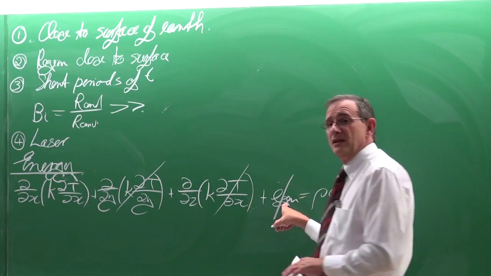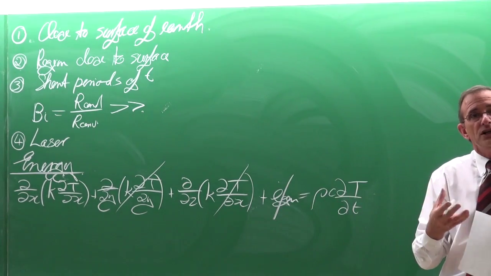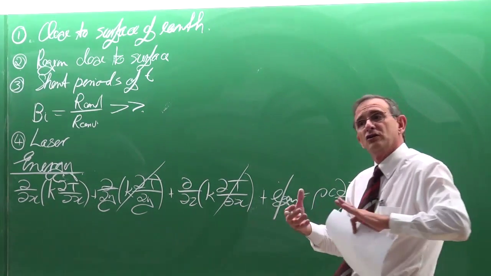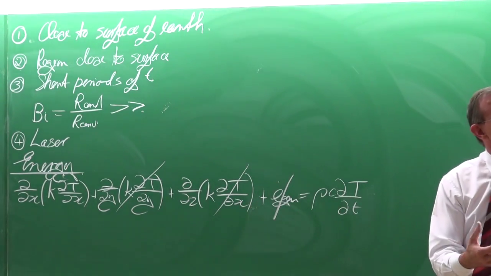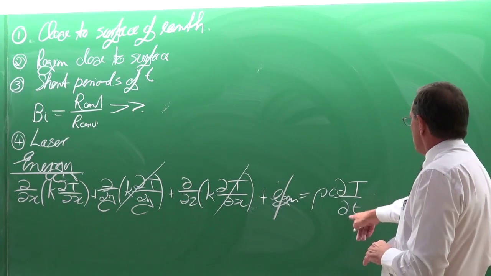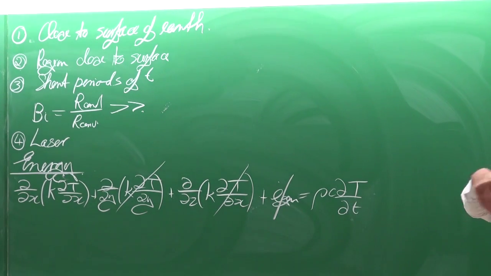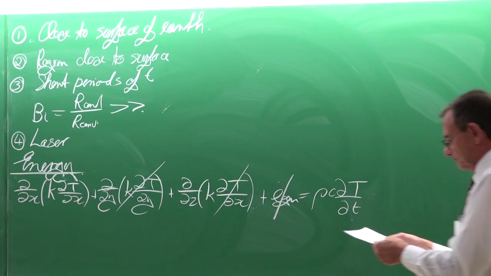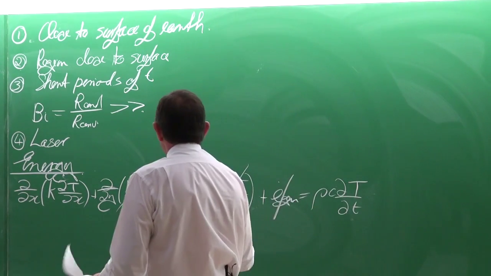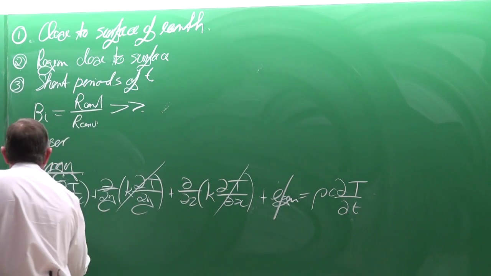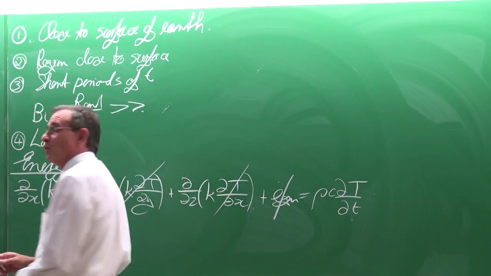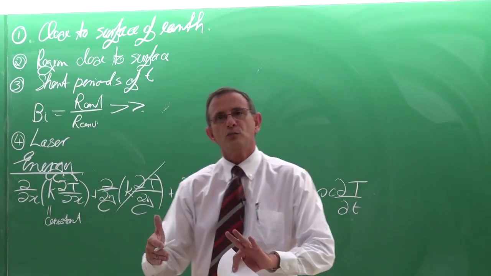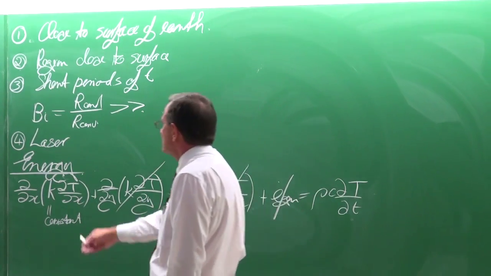There is no energy being generated on the inside of the body. There's no nuclear reaction. There's no electrical resistance element. Obviously this term is now important because we want to know how the temperature changes as a function of time. So we end up with this equation, and we are looking at bodies where the K, the thermal conductivity, is a constant in the x direction.